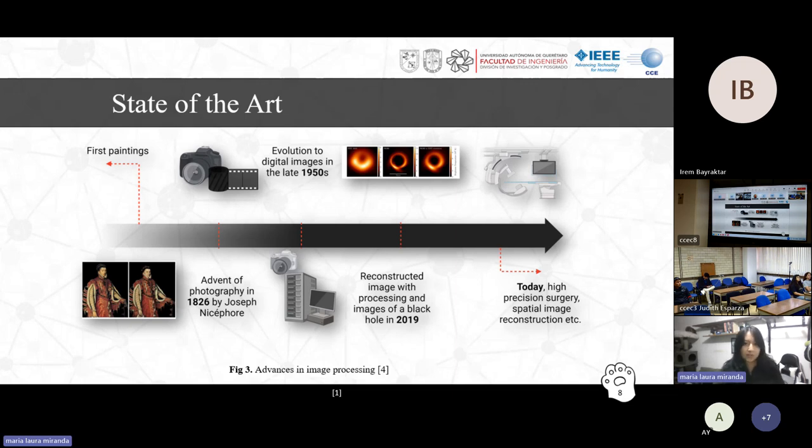Now, regarding image processing, although it is considered a new concept, the reality is that it has been present since the first paintings. These require some touch-ups to enhance certain attributes or characteristics. Later, with the invention of photography in 1826, photographers adapted their needs with new techniques. Following this, in the 1950s, digital image processing emerged initially to improve images from space probes, but even today, despite having high resolution images, image processing remains essential for tasks such as spatial image reconstruction, performing high precision operations in the medical field, and other applications like enhancing and improving images for use in artificial intelligence.